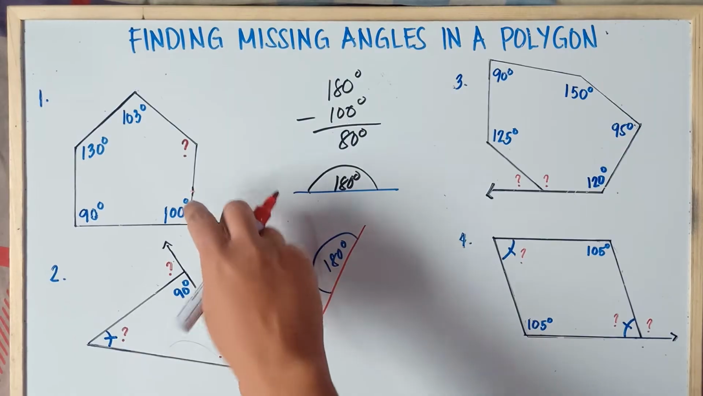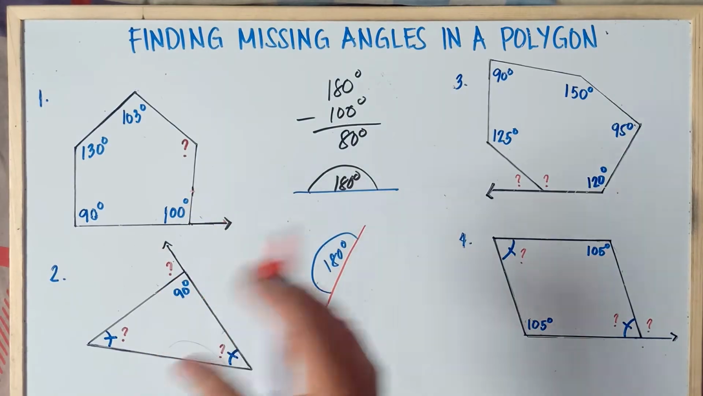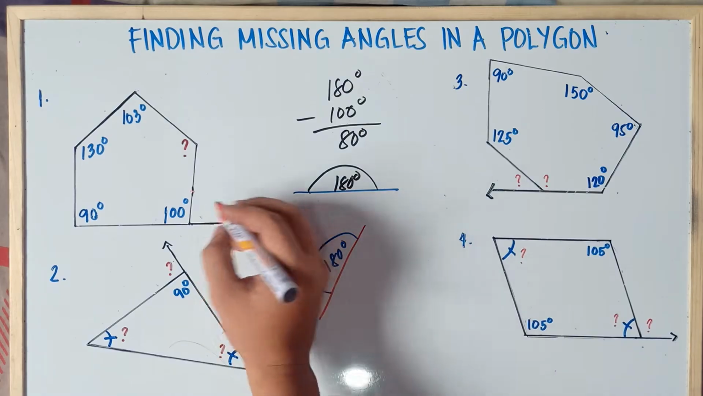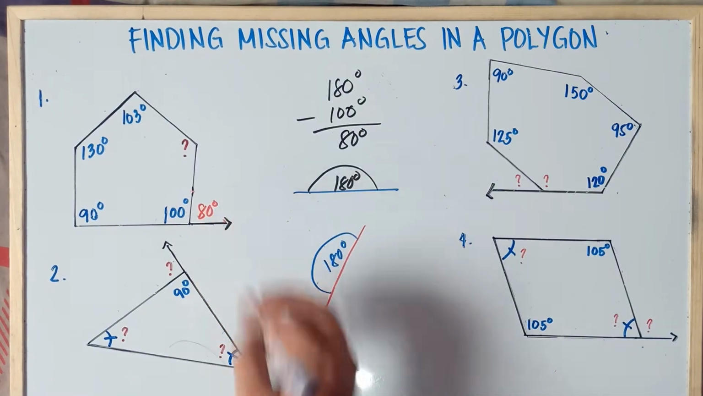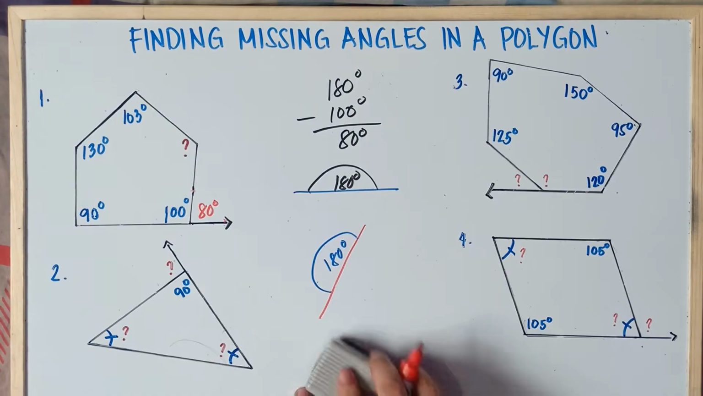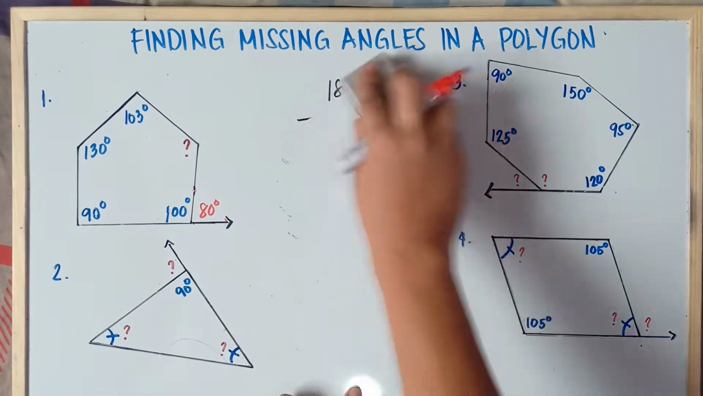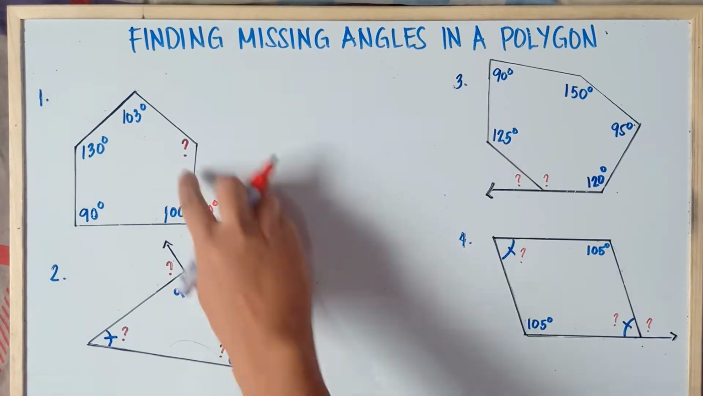Always remember that if you have a straight line, you can form a straight angle, and a straight angle is always 180 degrees. So this is 80 degrees. Simple as that. For this angle right here, we just add and it will be equal to 180 degrees. Now, how do we find this angle right here?